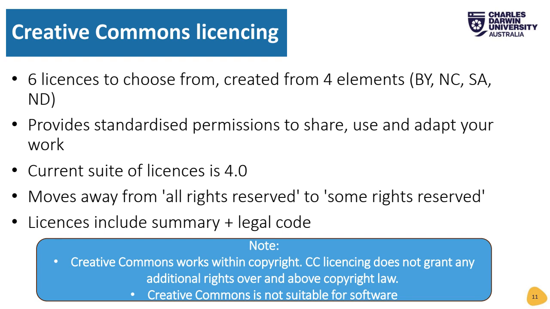So under Creative Commons licensing, there are 6 licenses to choose from, created from 4 elements. These are BY, NC, SA, and ND. They provide standardized permissions to share, use, and adapt your work, especially in the open space. The current suite of licenses is 4.0, moves away from all rights reserved to some rights reserved, and licenses include summary and legal code. It is important to note, however, that Creative Commons works within copyright, and CC licensing does not grant any additional rights over and above copyright law. Creative Commons is also not suitable for software.